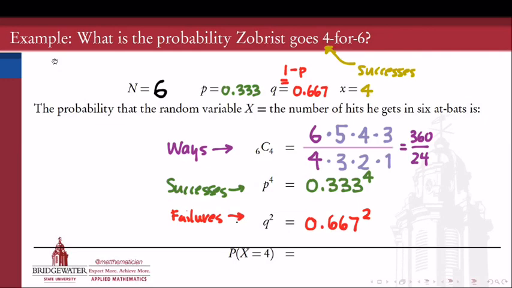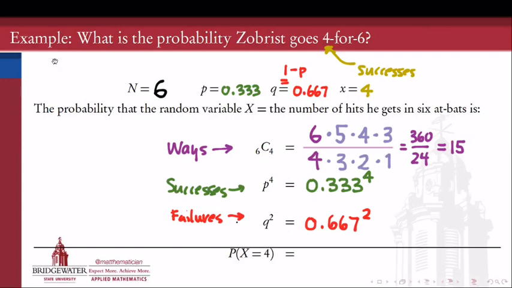4 times 3 times 2 times 1 is 24. 6 times 5 times 4 times 3 is 360. And when we divide those two, we get 15. One of the surprising things is that this is always a whole number. Even though it looks like it could be a fraction, something that's not a whole number, it always ends up being a whole number, which is mathematically very important. So in other words, there are 15 different ways to arrange Zobrist's 4 hits among his 6 at-bats.